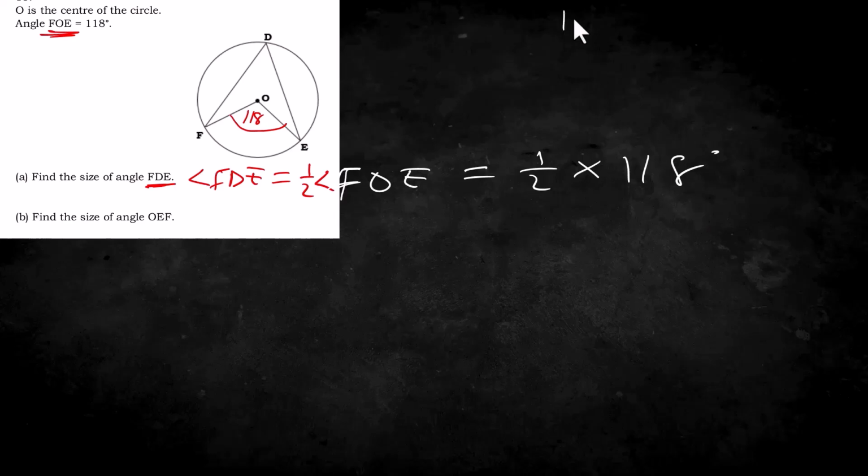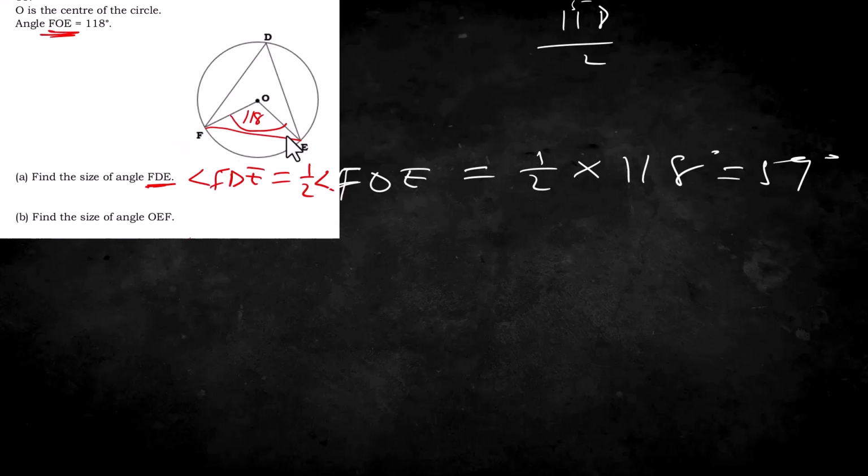Half of 118 is 59. So we have 59. Now find the size of the angle OEF.